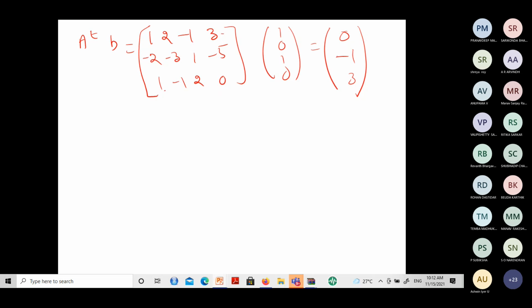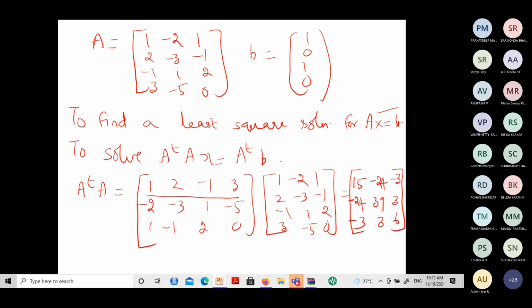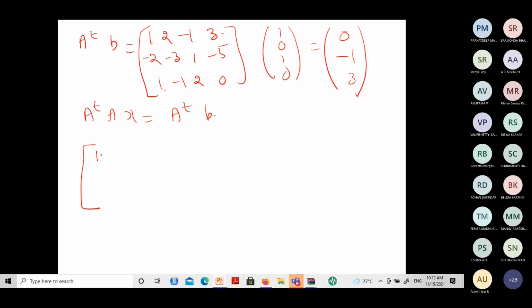Check whether A transpose B is correct. 0 minus 1, 3. Whole class replied. Yes, ma'am. Now we have to solve A transpose AX is equal to A transpose B. So what is A transpose A? We got some matrix, right? 15 minus 24 minus 3.